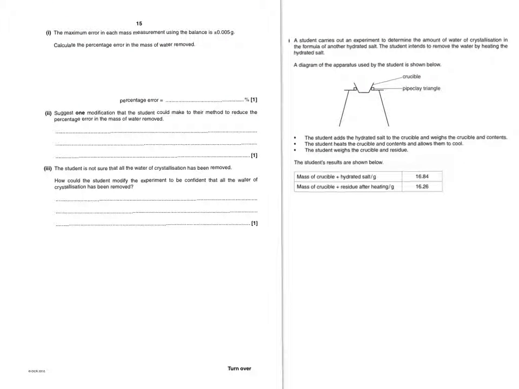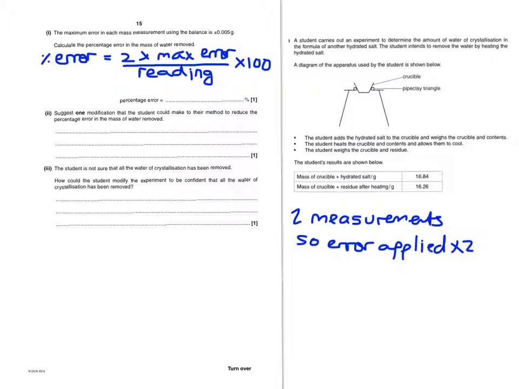So in the next part, the first thing you have to do is to calculate the percentage error in the mass of the water removed. So the way that you work that out is you do 2 times the maximum error divided by the reading times 100. Now because there's 2 measurements, there's the starting mass and there's the finishing mass, the error is applied twice.